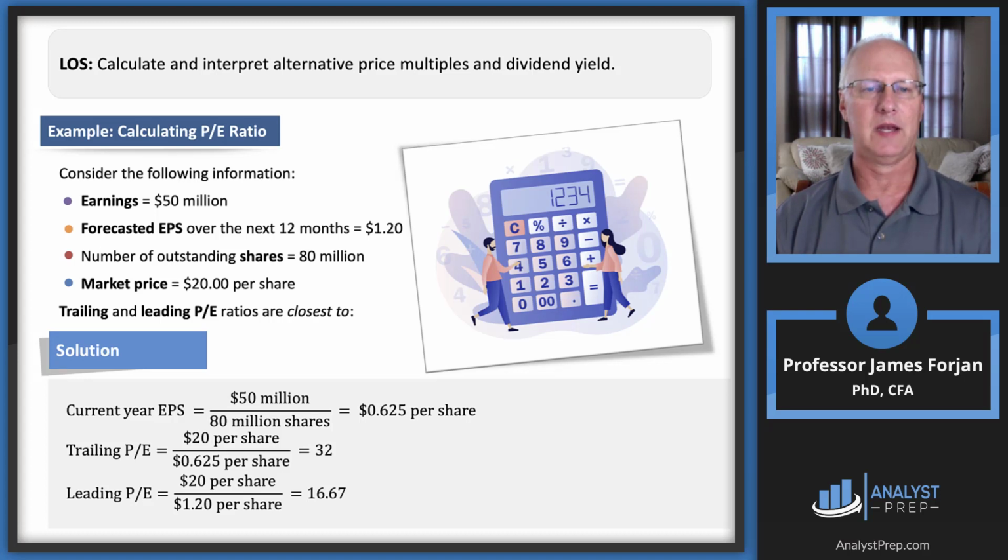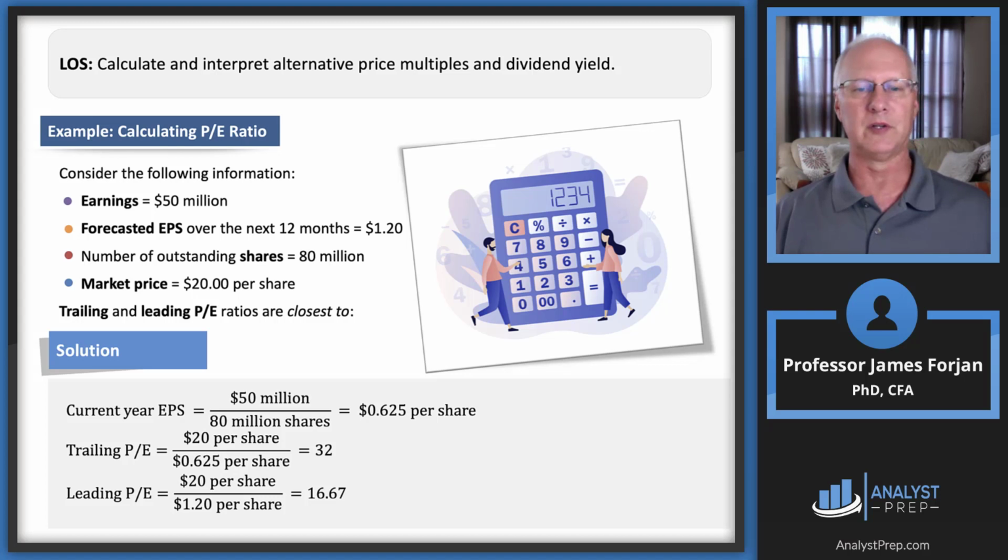All right, let's go ahead and compute these PE ratios that we just talked about. So we've got earnings, forecasted EPS, outstanding shares, market price. Current year EPS: we take that 50 million divided by the number of outstanding shares, so we have 62.5 per share. Trailing PE, there's our stock price of 20 divided by that 625, so that gets us 32. And then the leading, so our forecasted EPS was 120, so that gets us to 16 or 17.